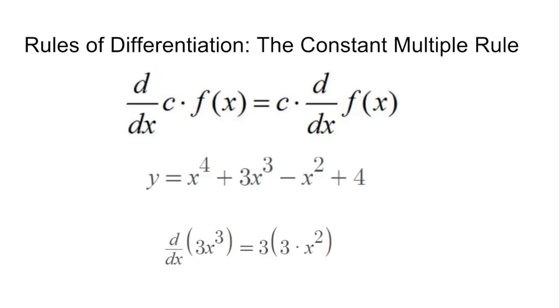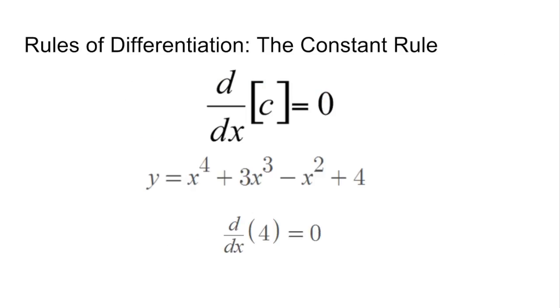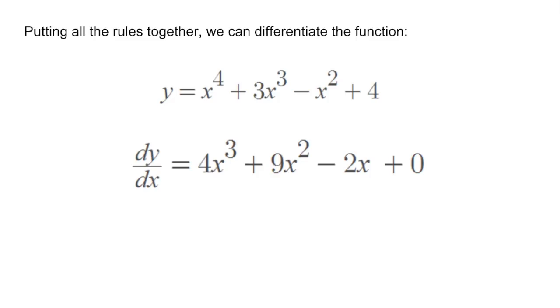If there is a constant multiplied in front of a term, in this case it is 3x cubed, we keep the constant separate and differentiate the rest of the term. This is called the constant multiple rule. Now, if a constant is not attached to a term, we use the constant rule where the derivative of c is 0, where c is a constant. Putting all the rules together, we can differentiate the function.